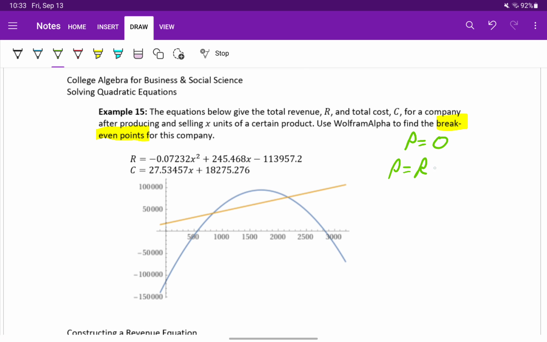Profit is always going to be equal to revenue, the amount of money that we bring in, minus our costs, meaning if we're given a revenue and a cost equation, we can also find our break-even points by solving R minus C is equal to 0, so revenue minus cost. Or with a little bit of algebra, we can just rewrite this as revenue equals cost. So to find break-even points, we can either solve our profit equation equal to 0 or our revenue equation equal to our cost equation.